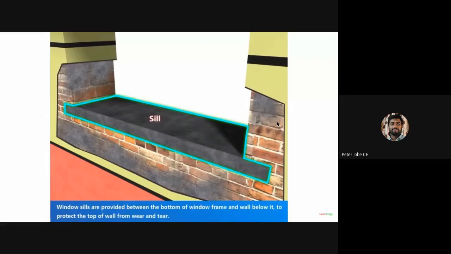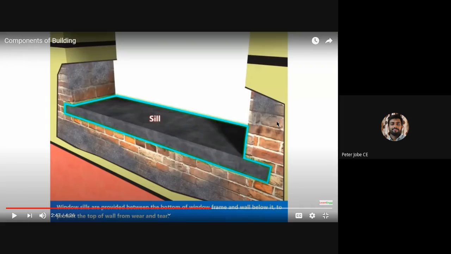So this is the sill. This is very important, since all the plans and drawings will be drawn on the base of the sill level. That means the level at which we provide the window. Above the sill, we'll provide the window, so that level is known as the sill level. So all the drawings will be drawn at the level of the sill.